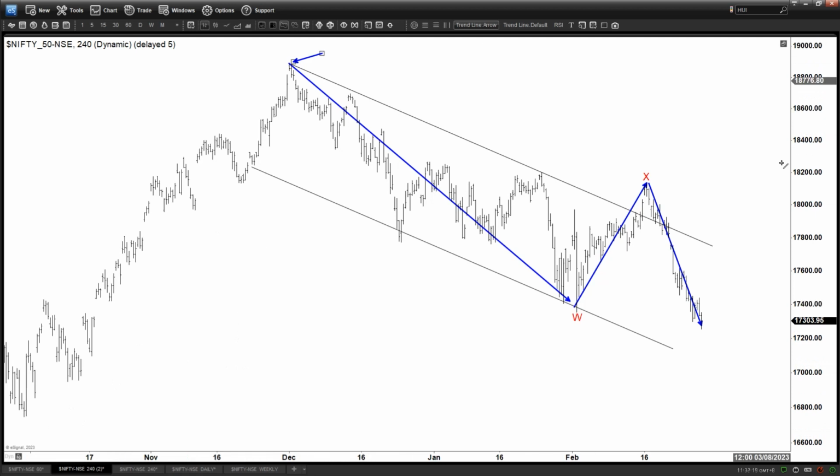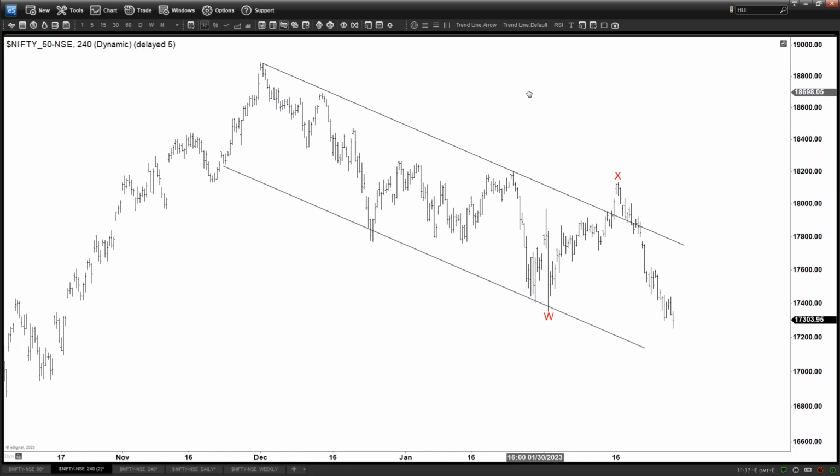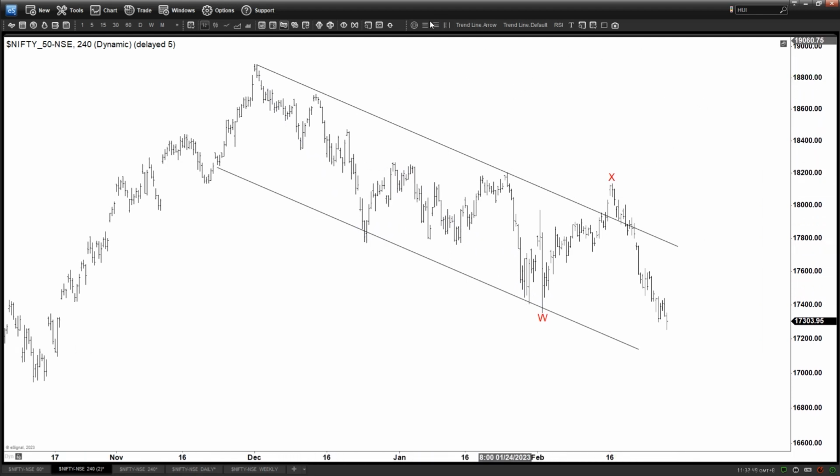And in this kind of instance, whether you're talking about WXY or ABC, the difference between ABC and WXY is only the subdivision. ABC is a 5-3-5 zigzag, WXY is a 3-3-3, right? So in this case, you can call this a 3 swing here, 1, and then 2, 3, something like that. Now whether you're talking about ABC or WXY, the target is always going to be the same. Typically, ideally, not always, it's not a rule, but it's a guideline with a higher probability.